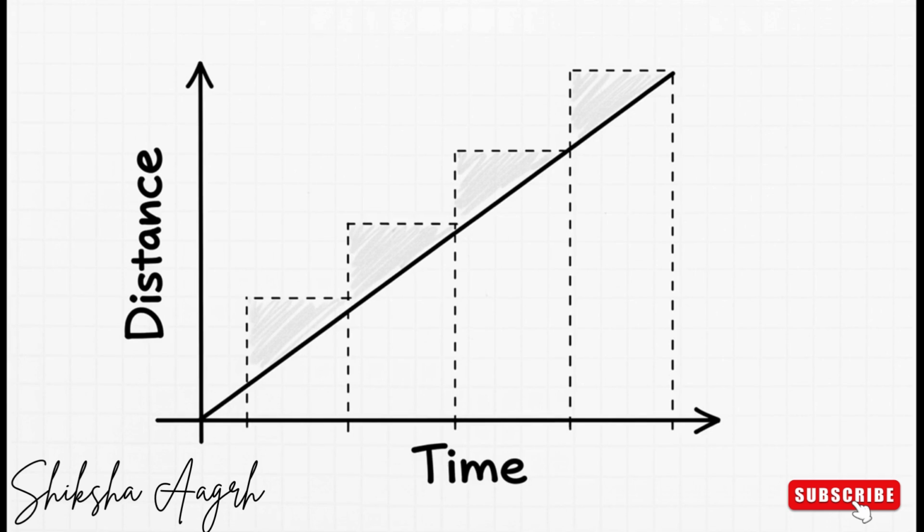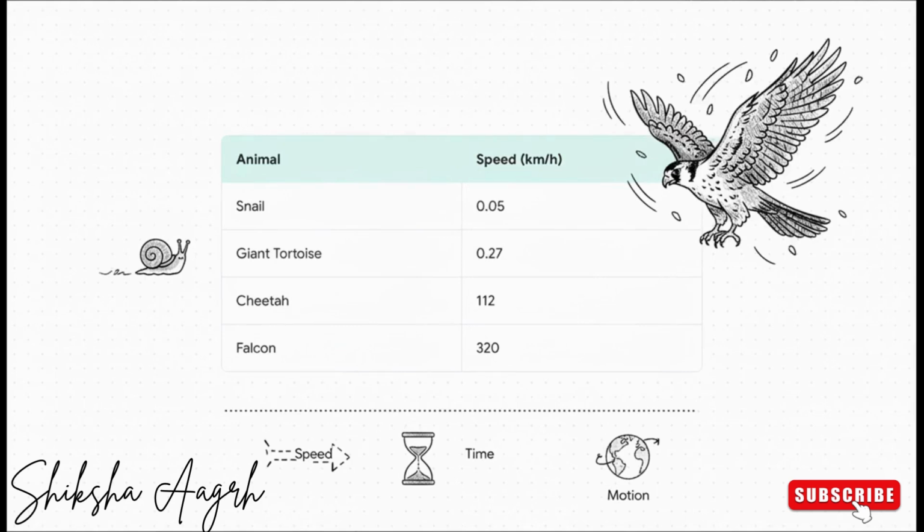It's that simple. And speaking of speed, just to put all this into perspective, look at the wild range of speeds in the world around us. A snail is cruising along at a blistering 0.05 kilometers per hour. But a falcon, in a dive, it can hit 320 kilometers per hour. It's just amazing to see how much this one concept can vary.